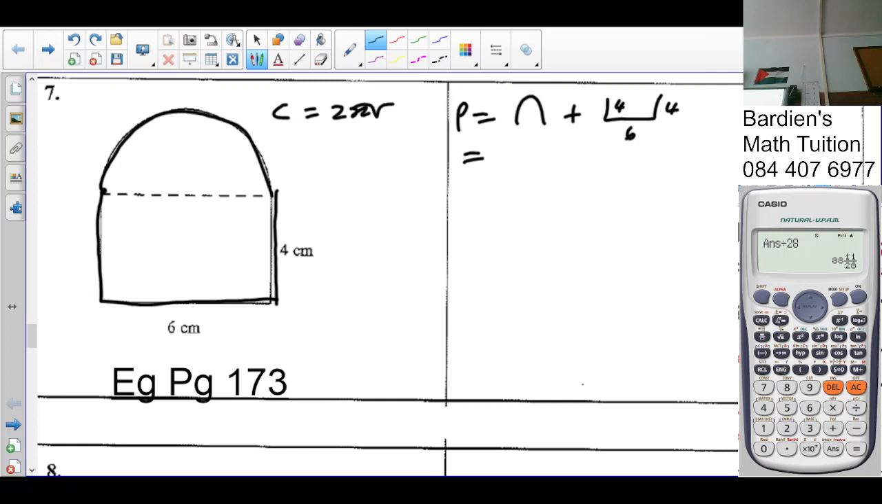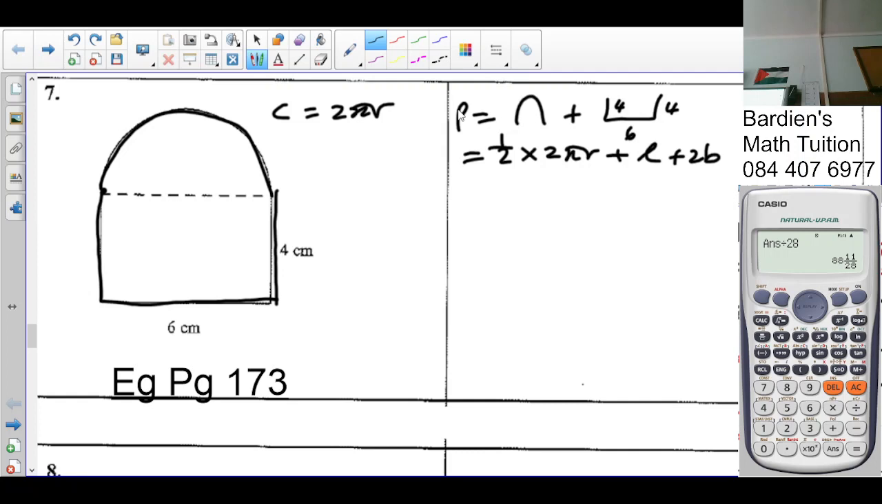2 pi r. So it's going to be half times 2 pi r plus twice your breadth and once your length. We don't have to write that out like that, okay? You can skip that step. You can even skip both steps, it's fine. I'm just doing that so that you guys can follow.